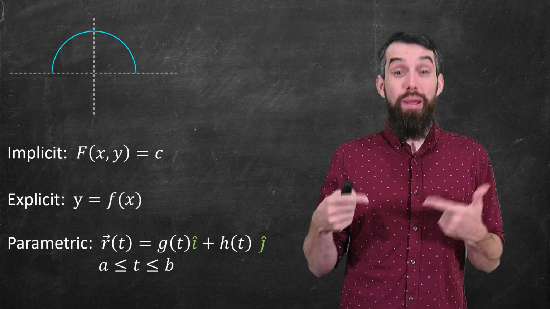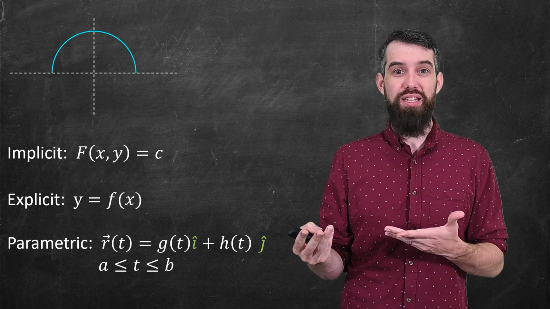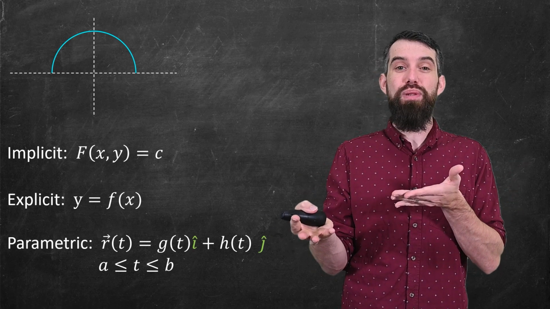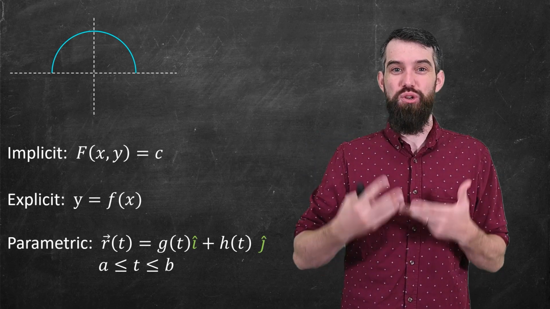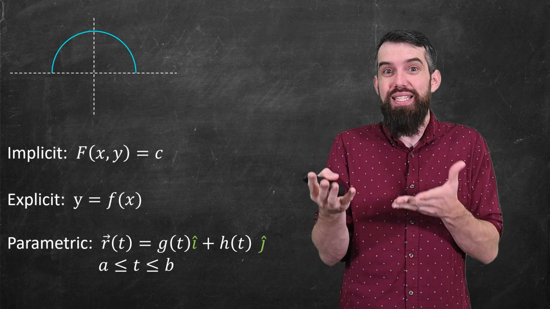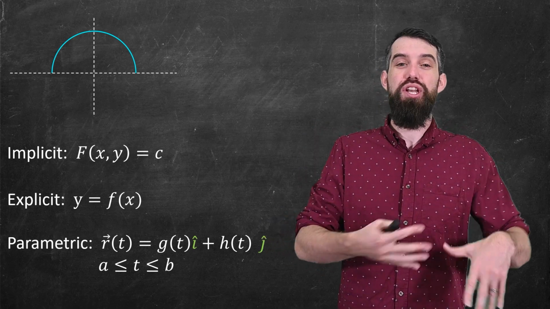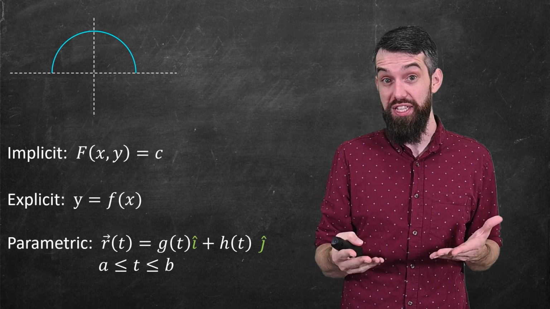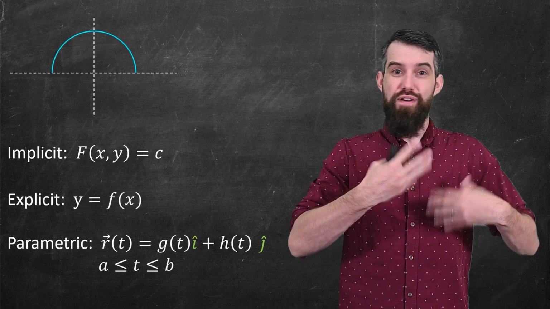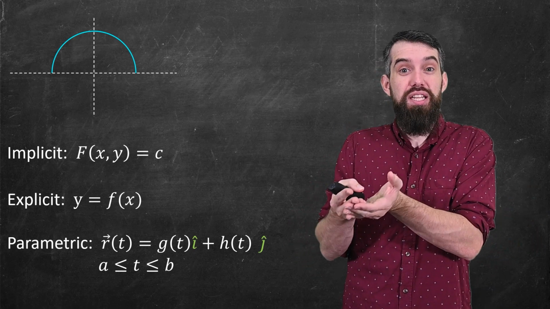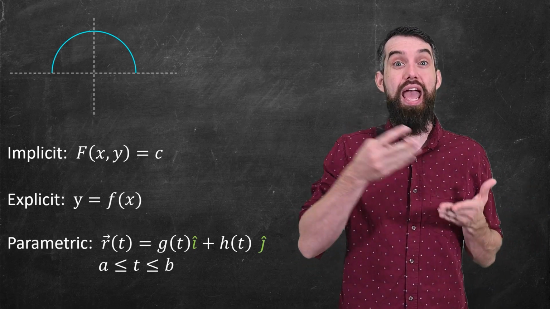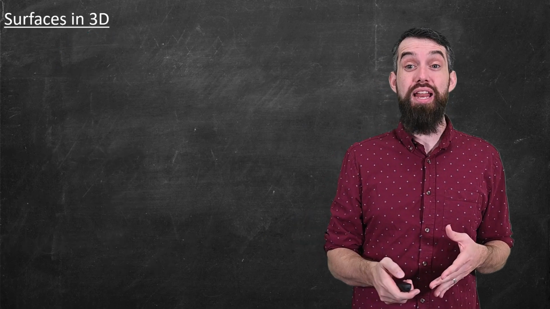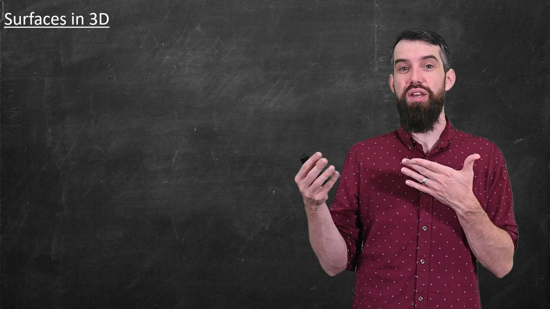If I'm going to be just a bit more general, the implicit formula is just some function, capital F of x and y equal to a constant. The explicit is when I can solve it so that y is equal to some function, lowercase f of x, and then the generic parameterization is just some position function r of t, which is just a function g of t in the i hat, a function h of t in the j hat, and t bounded between a and b. Okay, so let's use that base for trying to now study surfaces in 3 dimensions.